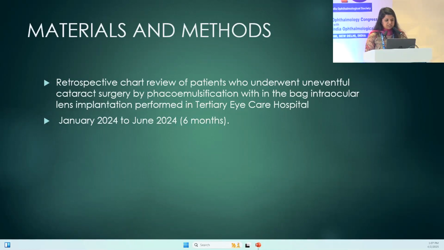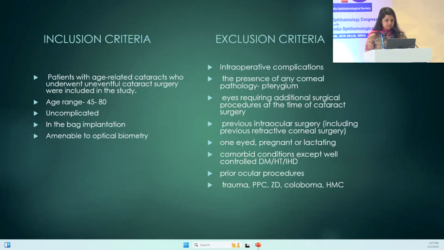A retrospective chart review of patients who underwent uneventful cataract surgery by phacoemulsification with in-the-bag intraocular lens implantation was performed in a tertiary eye care hospital over a period of 6 months. Inclusion criteria were patients with age-related cataracts who underwent uneventful cataract surgery within an age range of 45 to 80 and amenable to optical biometry. The exclusion criteria included intraoperative complications and any prior ocular surgery, presence of any corneal pathology, and trauma or any other comorbid conditions.